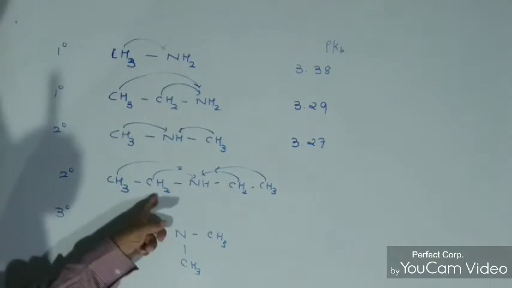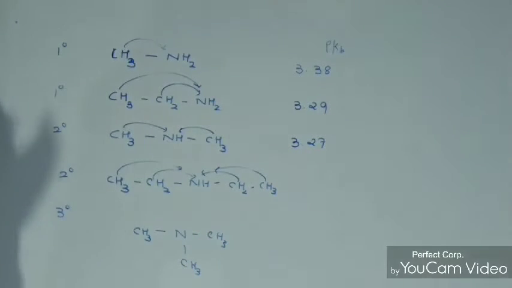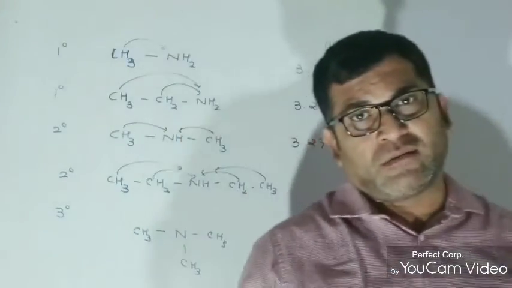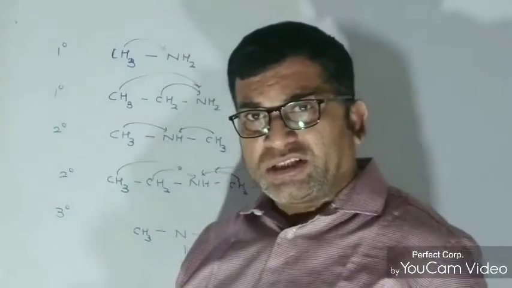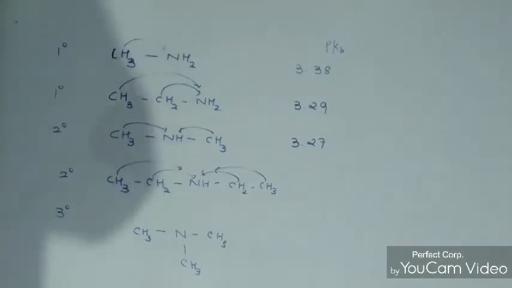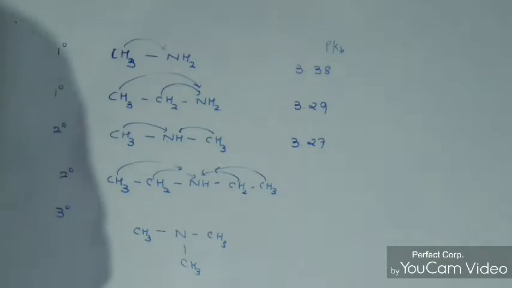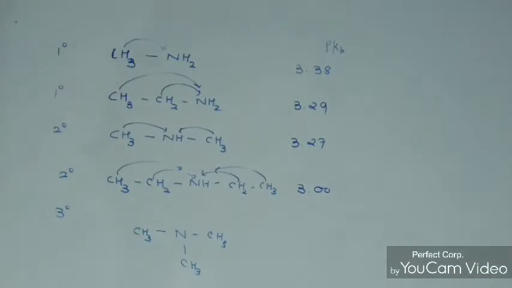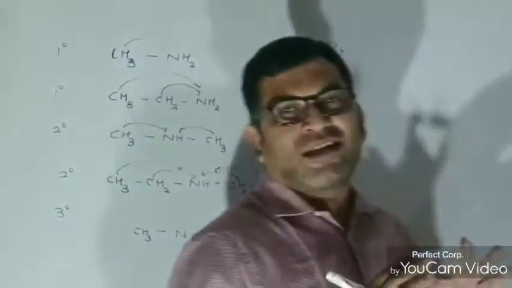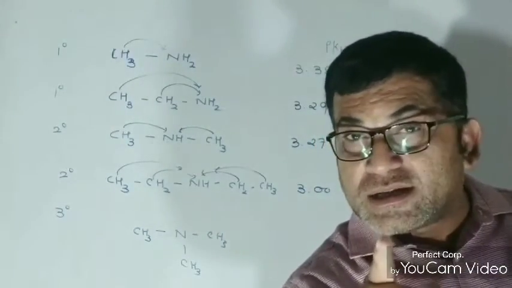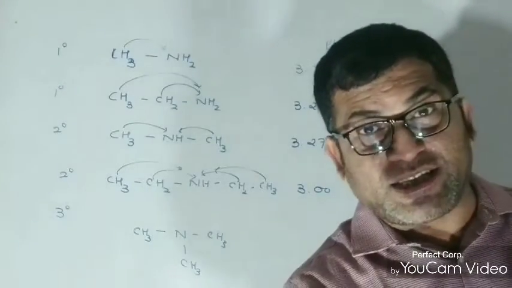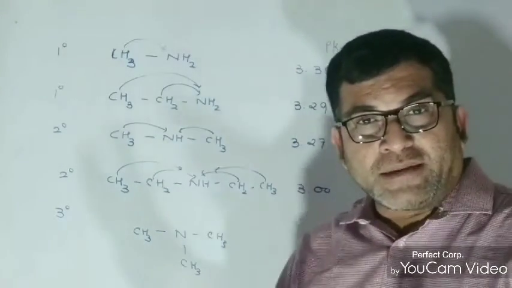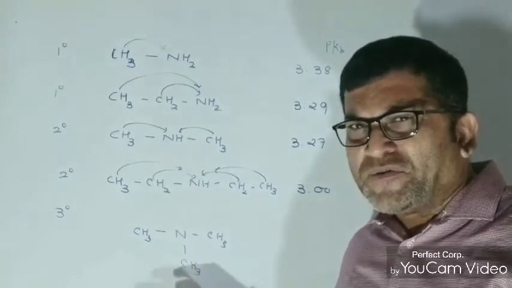So, N-ethyl ethanamine has a pKb value that should be less than 3.27, in my opinion. Now, what is the real value? Check your book. N-ethyl ethanamine has the value 3. And our logic is 100% sure. So I hope you understand this point very nicely, how the basicity is impacting the primary, secondary, and now tertiary amine.